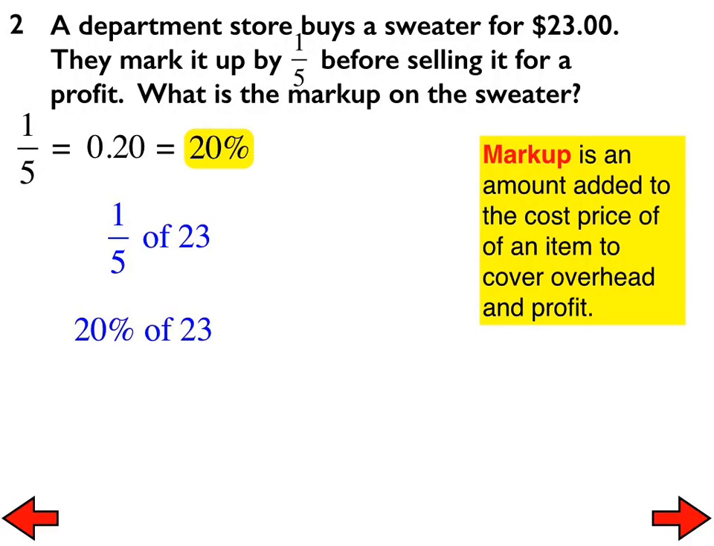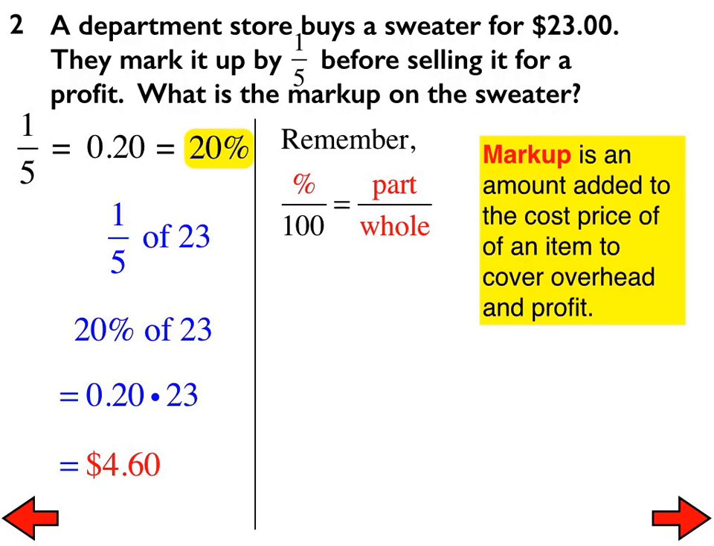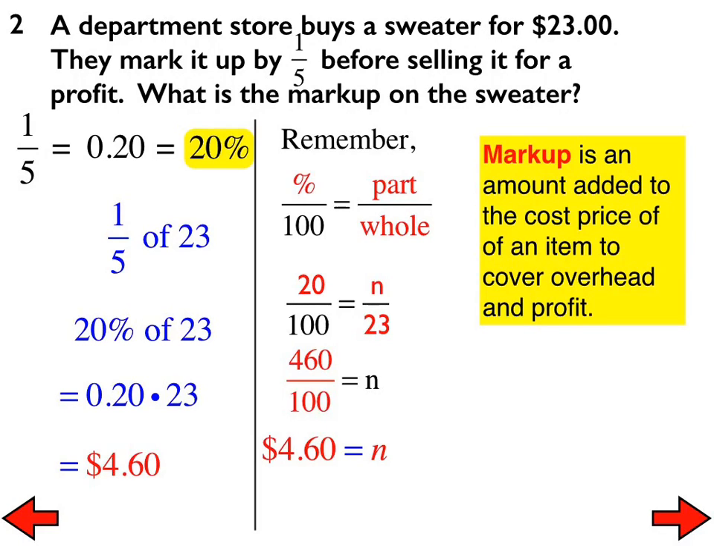We're only asked to find the markup. Not a new price, not a selling price, not a sales price, not a total price, or all of those different ways that we've talked about to phrase a new price. We're only finding the amount of the markup. And so that would give us a $4.60 markup on that sweater. If you did it with a proportion, of course, it would be 20 over 100 equals a variable over 23, which still gives you $4.60 for the markup.